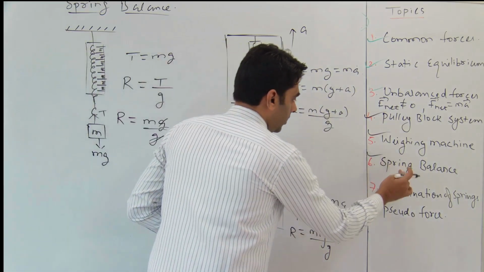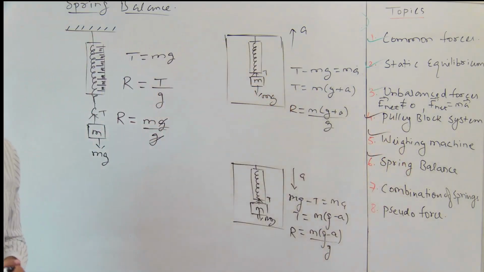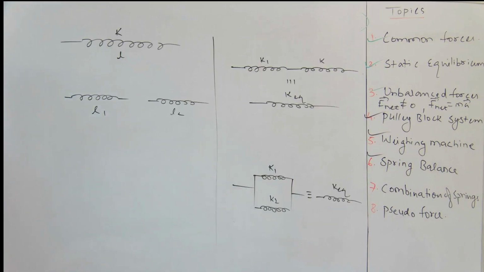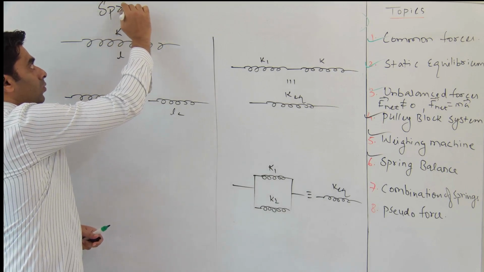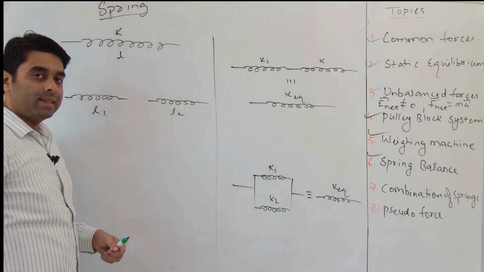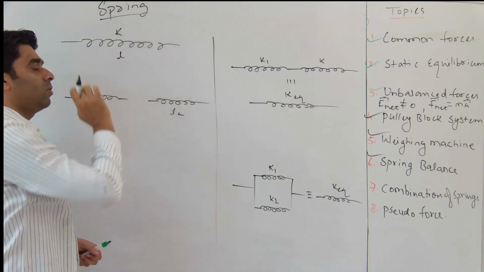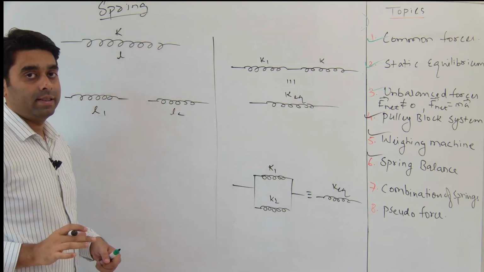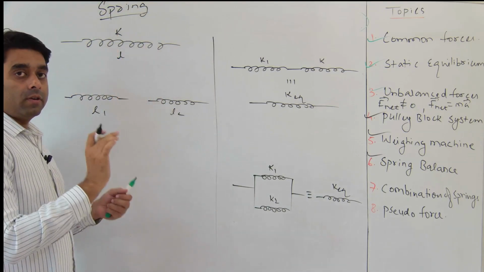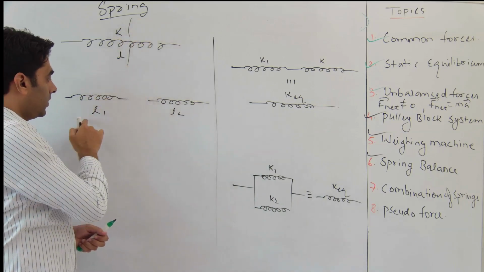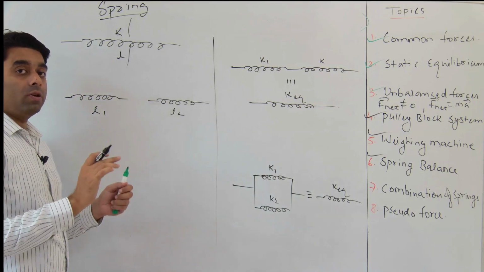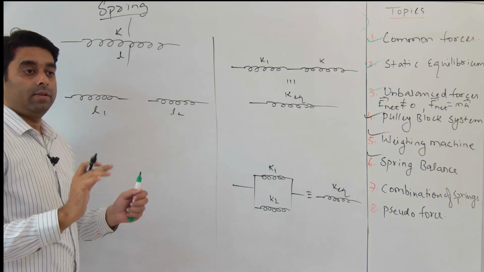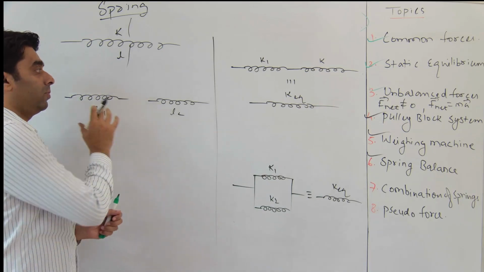Let us move ahead to combination of springs. Next, we are taking a look at some basics of springs. Let's consider a spring having spring constant K and natural length L. Whenever a spring is cut into two parts which have lengths L1 and L2, their spring constants will not be K and K. Some students keep this confusion in mind.